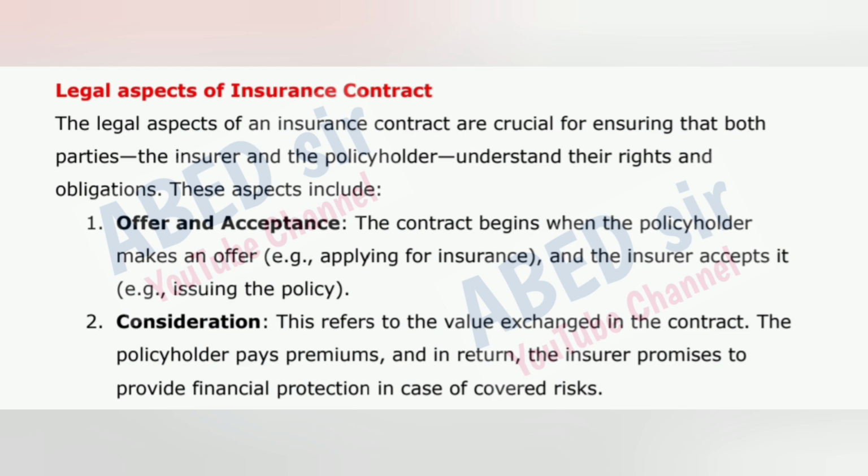Offer and acceptance. The contract begins when the policyholder makes an offer, for example, applying for insurance, and the insurer accepts it, for example, issuing the policy. 2. Consideration. This refers to the value exchanged in the contract. The policyholder pays premiums and in return, the insurer promises to provide financial protection in case of covered risks.